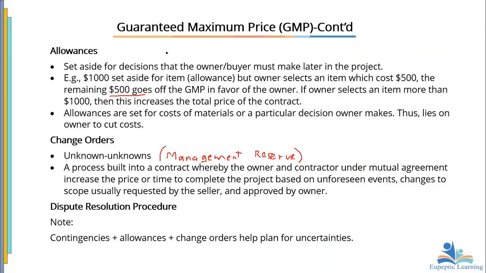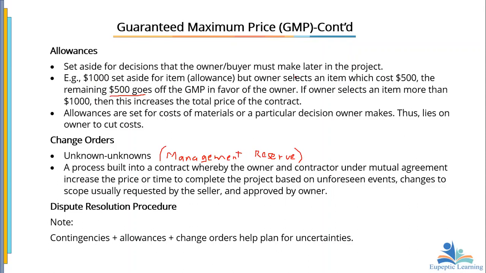Because you see, you are giving me a price that I should pay. But in the price here, you said that, okay, if we are going to buy, let's say, a refrigerator, or let's say a certain generator, it is supposed to cost $1,000 on the high side. But depending on the type that this buyer wants, he may buy it at $500. So if he buys it at $500, then we have to take this $500 off the guaranteed maximum price in favor of the owner. However, if the owner selects an item more than that 1,000, then this increases the total price of the contract.